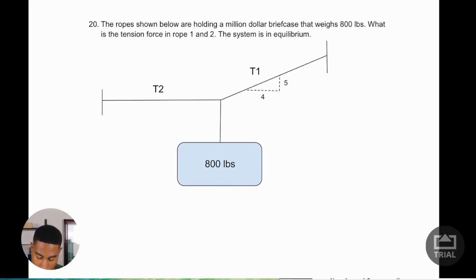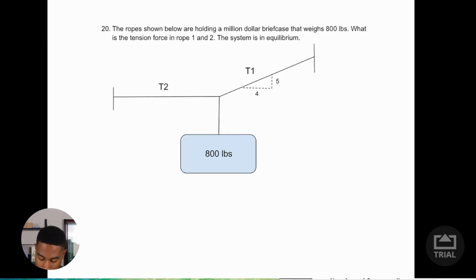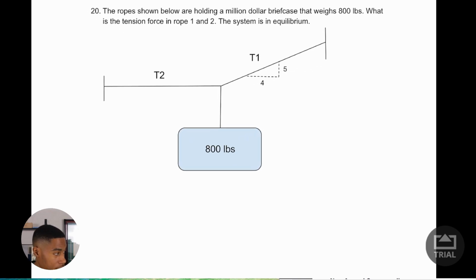All right, let's look at number 20. All right, so this one says the ropes shown below are holding a $1 million briefcase that weighs 800 pounds. What is the tension force in rope 1 and 2? And the system is in equilibrium. So we want to find what forces are acting on 1 and 2. Okay, so we've got to draw this diagram. So we have, to be able to pull this up, we know that the force acting here is coming kind of this way.